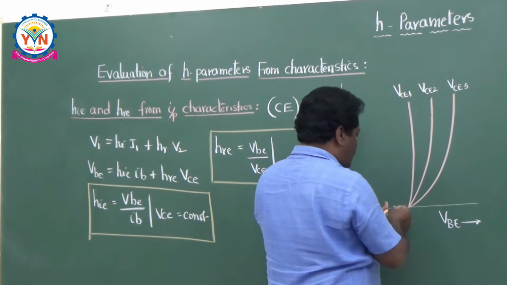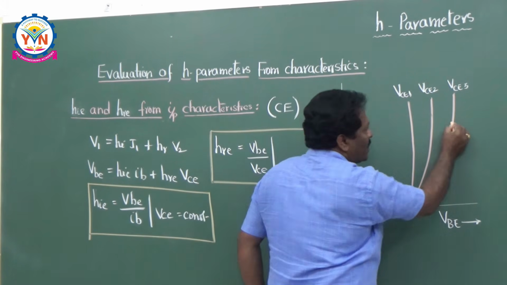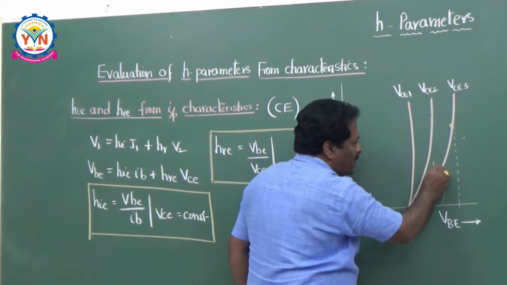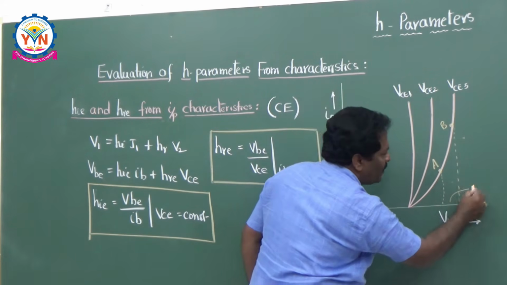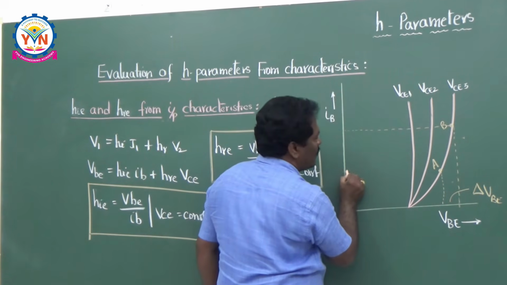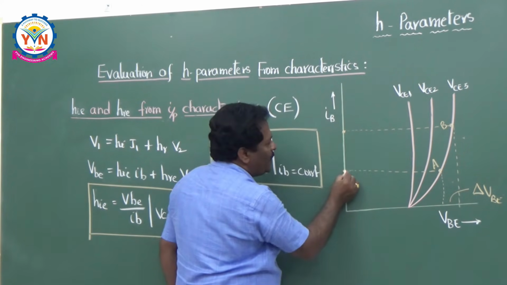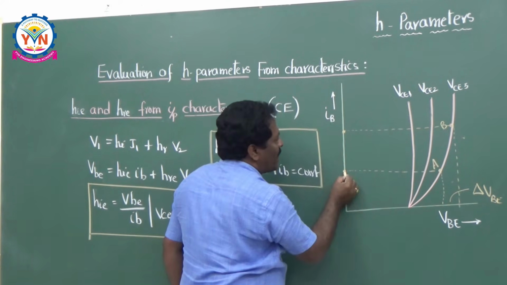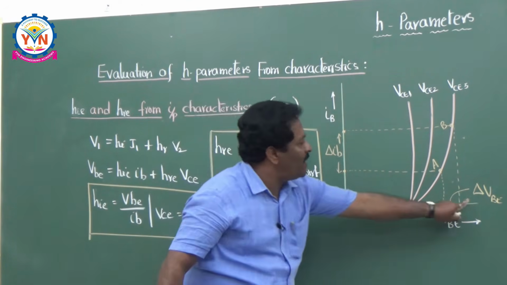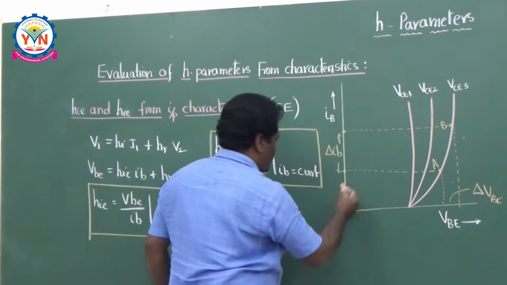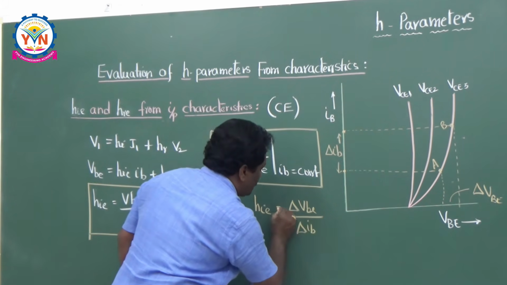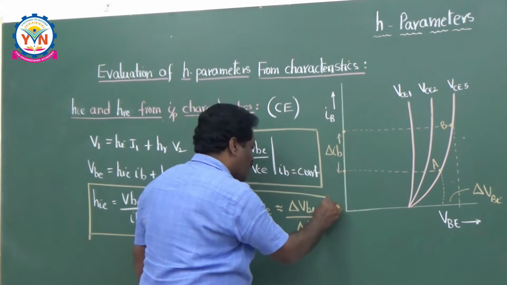Here VCE is constant. So let us take one VCE, let us take this VCE 3, and consider two points here. We project these points to the x-axis. Let us say this is A and B, and this difference is delta VBE. Similarly, extending to the y-axis, which is the current axis, this difference is IB2 minus IB1, so this is delta IB. Now if you take the ratio of delta VBE by delta IB, you are going to get your HIE. So HIE is equal to delta VBE divided by delta IB. This way you have to calculate your HIE.